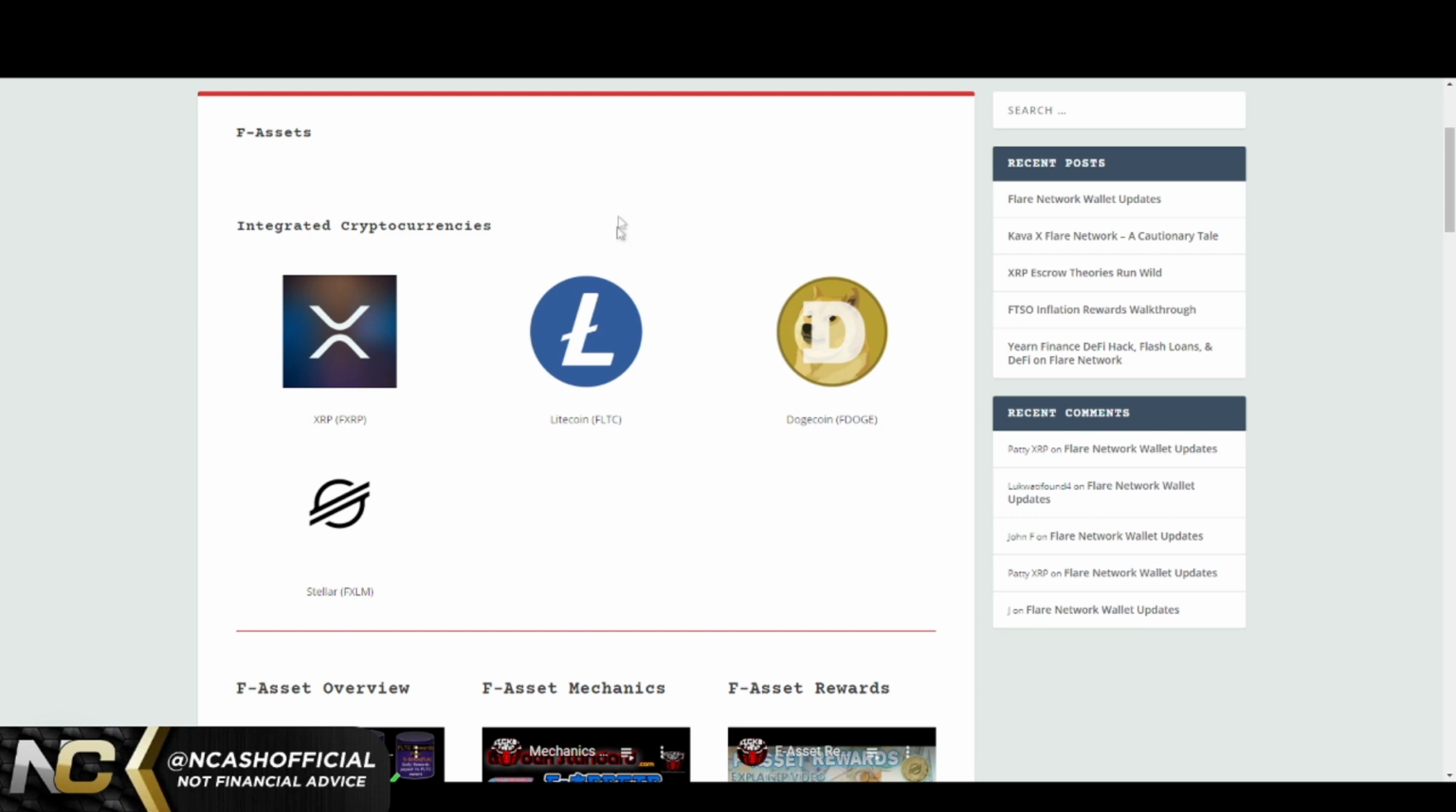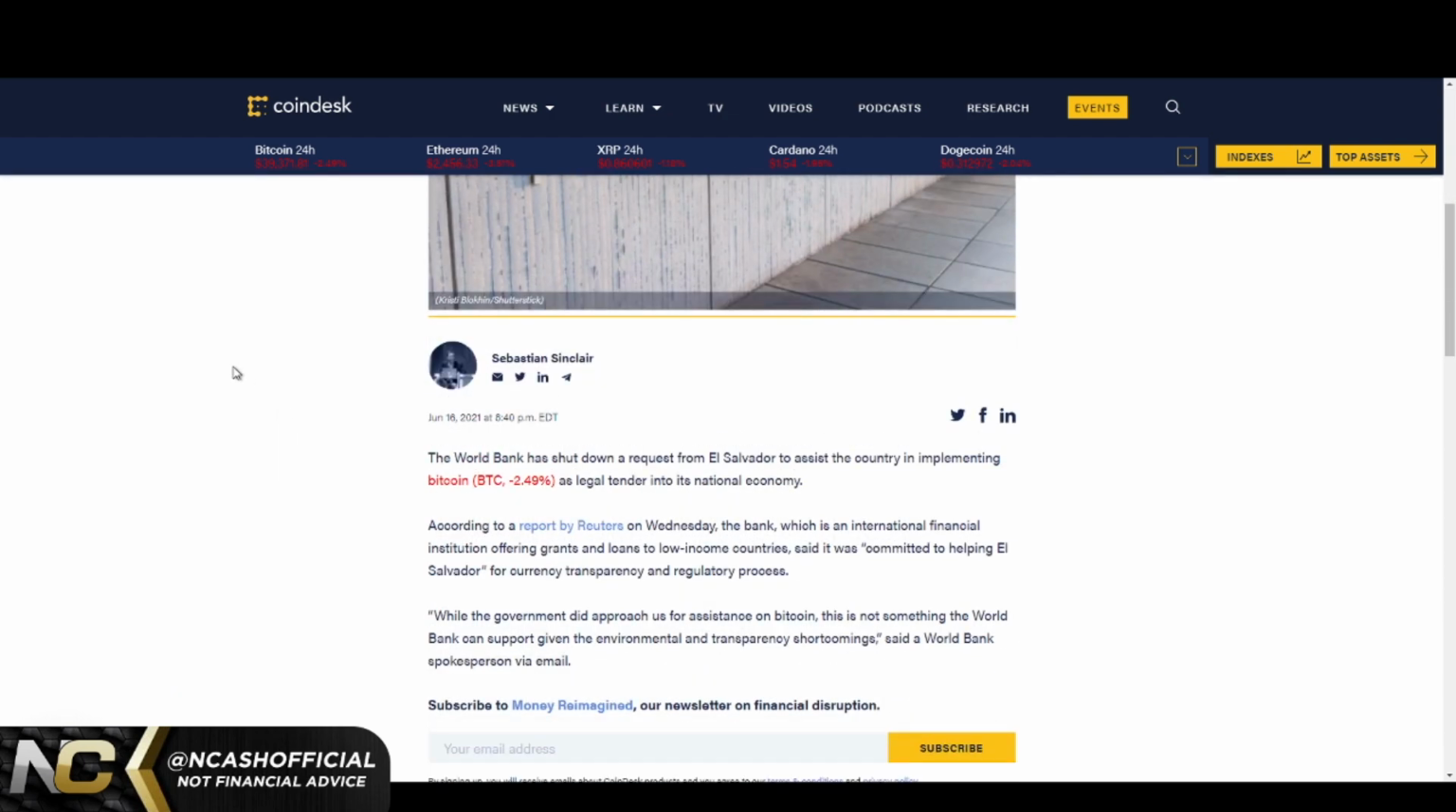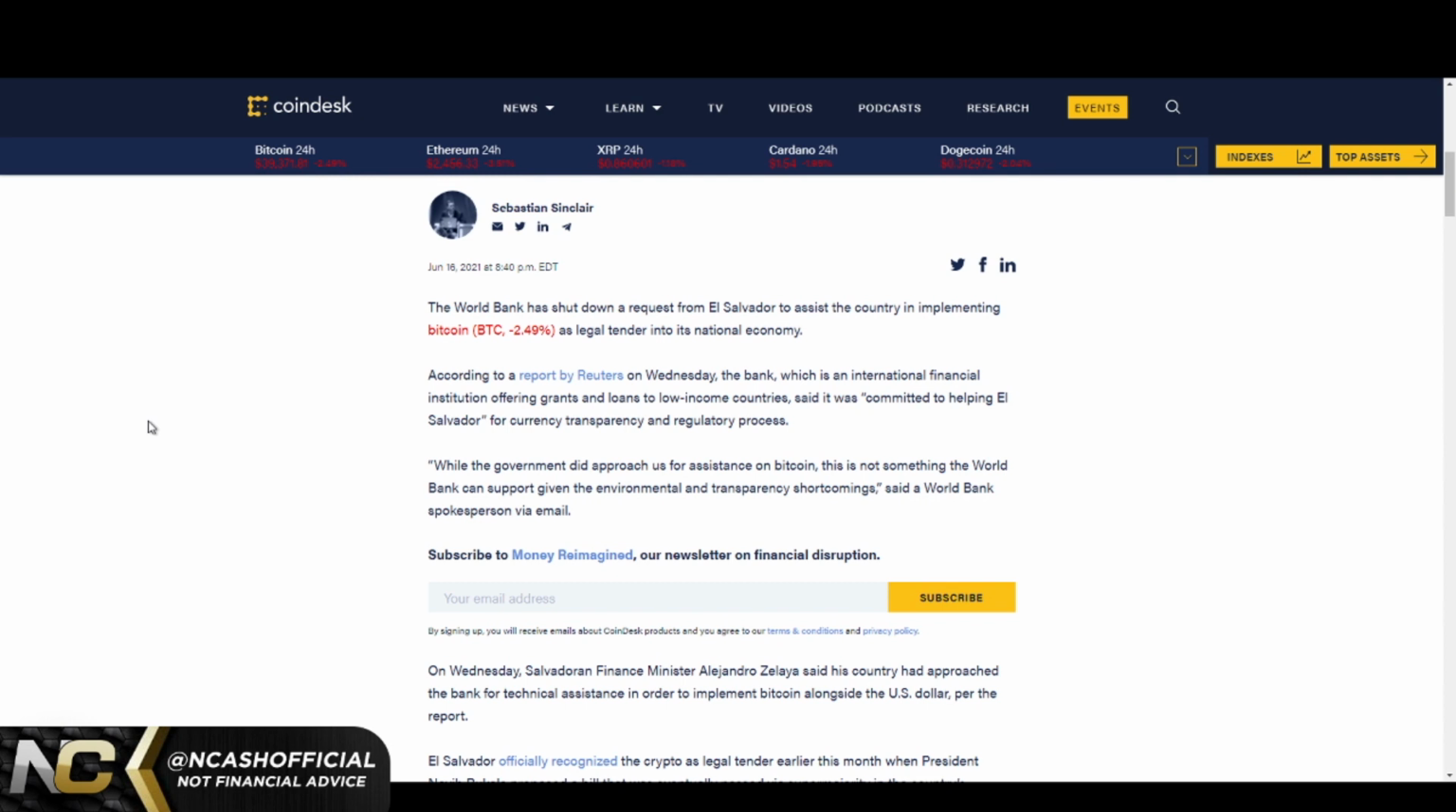So yeah, definitely look into it. But I do have some news regarding El Salvador's Bitcoin request. The World Bank denies El Salvador's request for technical assistance on Bitcoin. The World Bank has shut down a request for help from El Salvador in implementing Bitcoin as a legal tender, citing environmental concerns. And we do see here the World Bank has shut down a request from El Salvador to assist the country in implementing Bitcoin as a legal tender into its national economy.